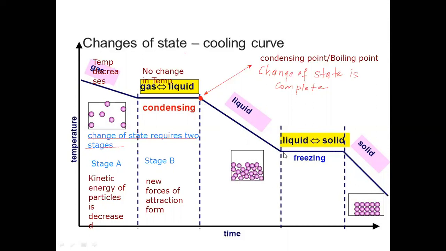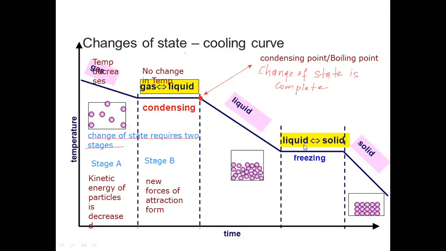In this portion, we are forming new forces of attraction, and so the temperature has remained constant. Remember now, once we're coming down this slope, we only have one state. So here we only have particles in a liquid state. However, once we get along this flat portion, we now have a mixture of the two states.